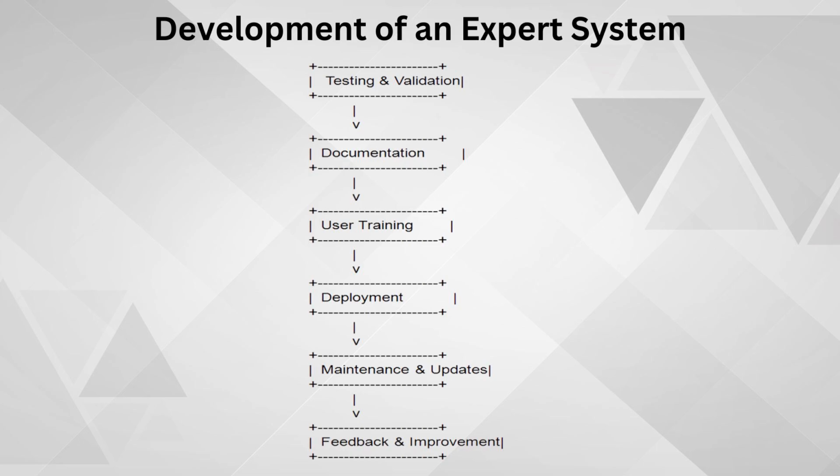User training. End users and administrators are trained to effectively use the expert system, understand its outputs and provide inputs. Deployment. The expert system is deployed in the target environment, allowing users to access and utilize its capabilities. Maintenance and updates. The expert system is continuously maintained and updated to ensure its relevancy and accuracy over time. Feedback and improvement. User feedback is gathered to identify areas for improvement, potential enhancements and ways to enhance system performance.